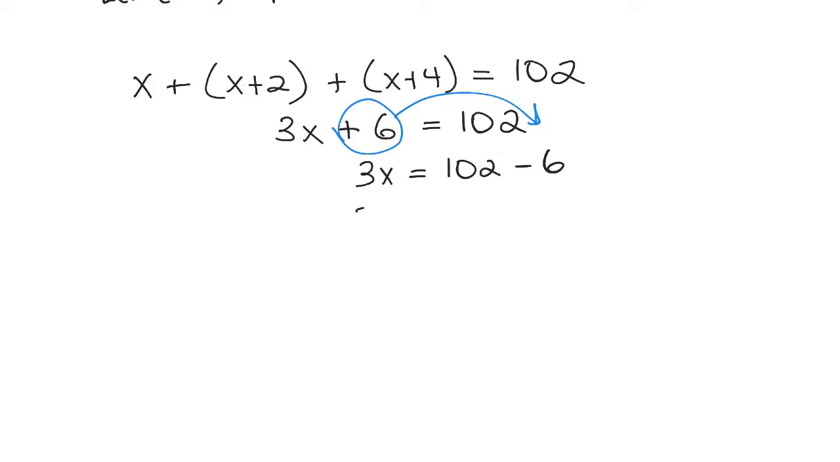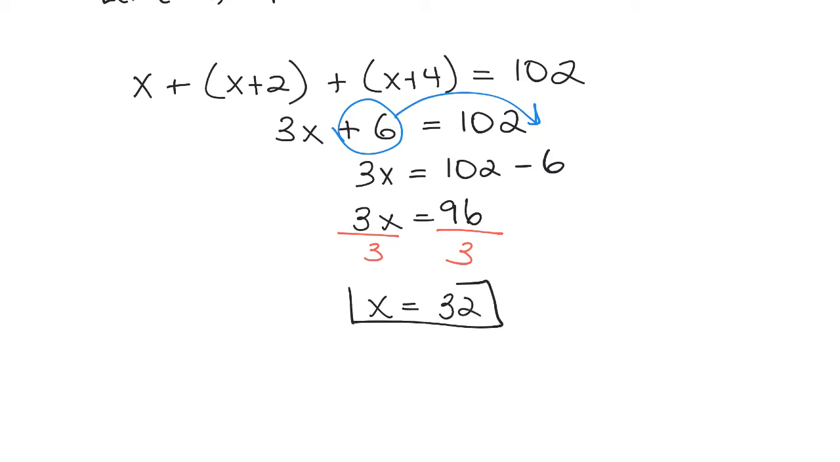102 minus 6, that's going to give us 96. And our final step is to divide both sides by 3. So 96 divided by 3 is 32. So if x is equal to 32, that means our first missing integer is 32.